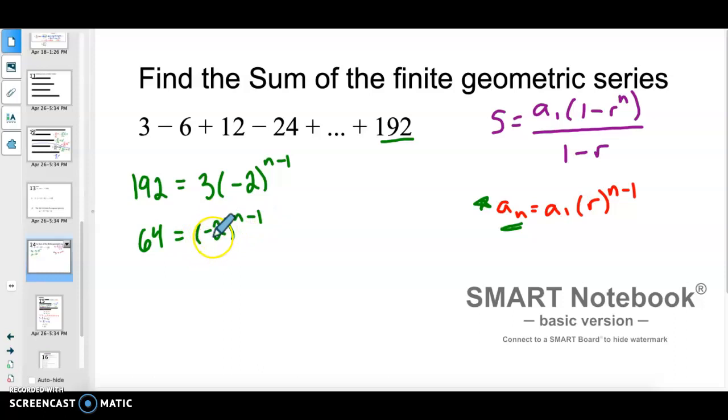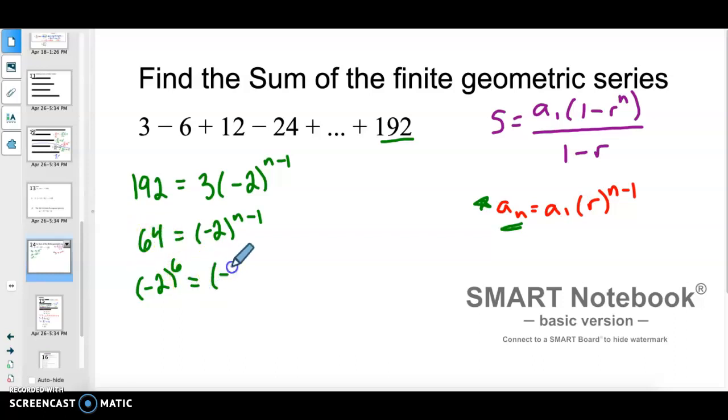Then if this wasn't a negative, you could actually solve this using logs. But since it is a negative, instead of doing logs, we could try to make them similar bases. So I try to think about if I could do -2 to some power and make it equal 64. So with that, I just guessed and checked in my calculator because I don't have a lot of these memorized. So -2 to the 6th power equals 64.